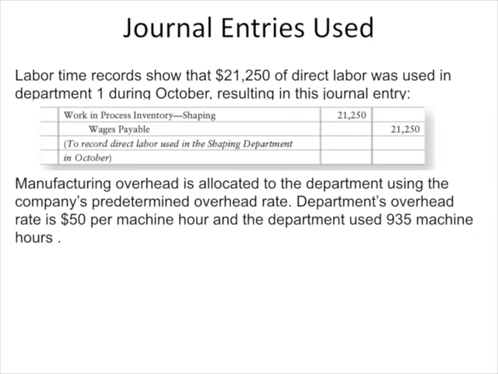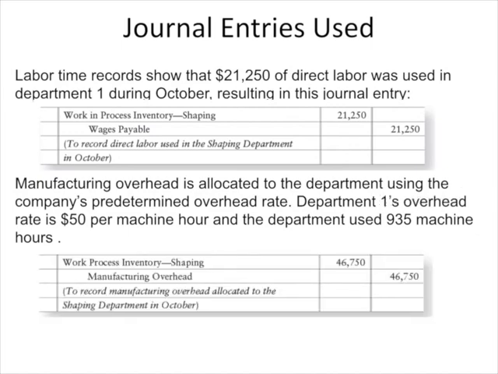Manufacturing overhead is allocated to the department using the company's predetermined overhead rate, exactly what we would do in job costing. The department's overhead rate is $50 per machine hour, and the department used 935 machine hours. So again, we're specifically talking about the shaping department here. So we would debit our work in process inventory, just as we would under job costing, except we need to identify that particular department we are allocating overhead to. In this case, it's shaping, and we would credit our overhead for the amount being allocated to the department.